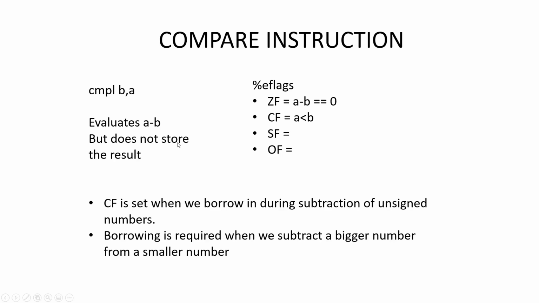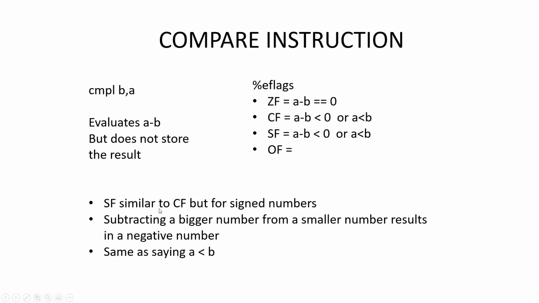Okay, so the next one, the sign flag. Here we go. It's similar to the carry flag, but for signed numbers. Anytime we subtract a big number from a small number, that gives us a negative answer. So a minus b is less than 0. Anytime that happens, we can also write that a is less than b.